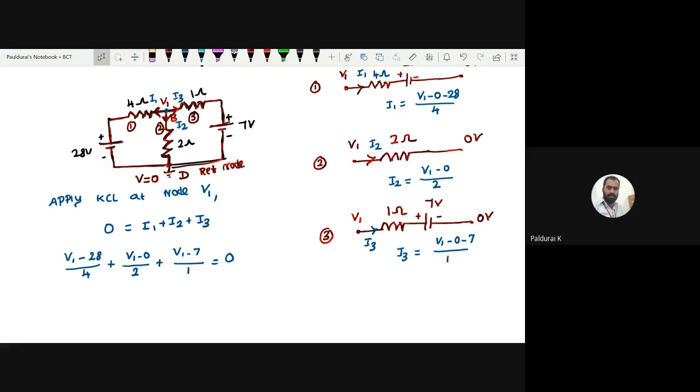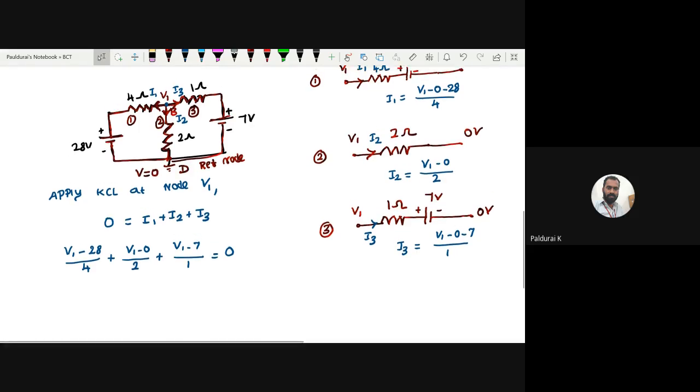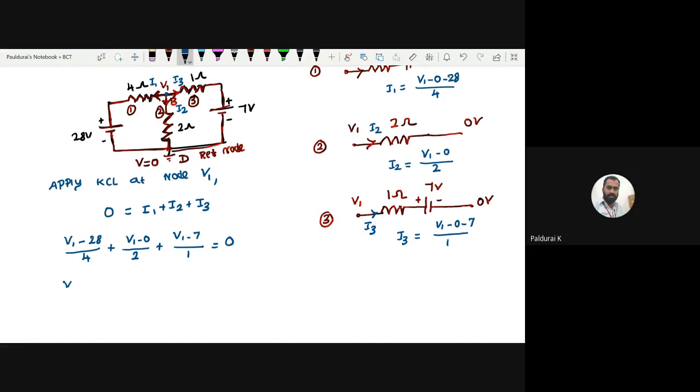Okay, don't worry. So now can we simplify this? Any doubt till now? No, sir. Do we want to repeat any steps? Okay, now simplify this. So it becomes V1 by 4 minus 28 by 4 plus V1 by 2 plus V1 by 1 minus 7 by 1 equals 0.